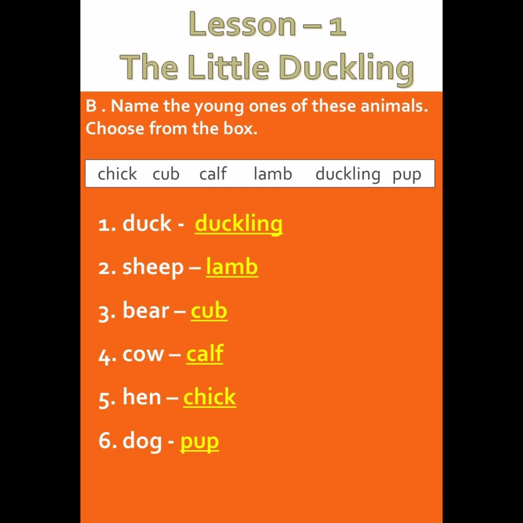C-A-L-F. Number 5 is hen. The baby of hen is called chick, C-H-I-C-K, chick. And last one is dog. All of you must be knowing the baby of dog is pup, P-U-P, pup. Check your answers once again. Duckling, lamb, cub, calf, chick, pup.